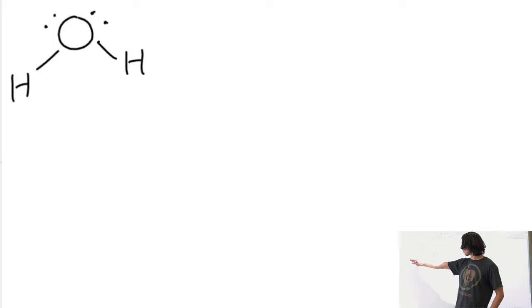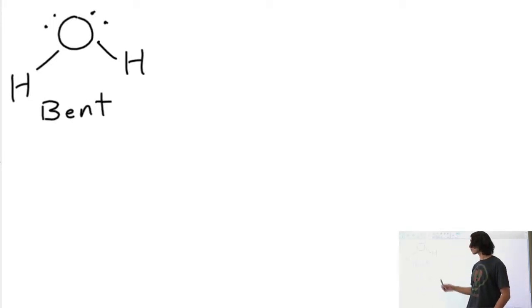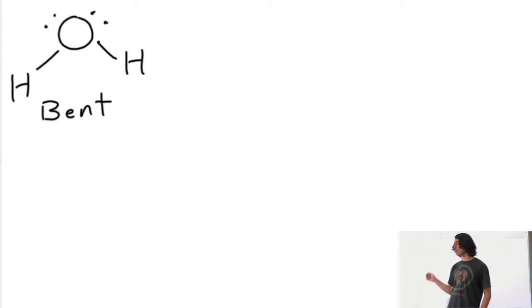The shape that's formed between these hydrogens and the oxygen is going to be bent. So this is a tetrahedral configuration with four, as tetra means, but only two of them are substituents, the other two are lone pairs, so we call this bent.